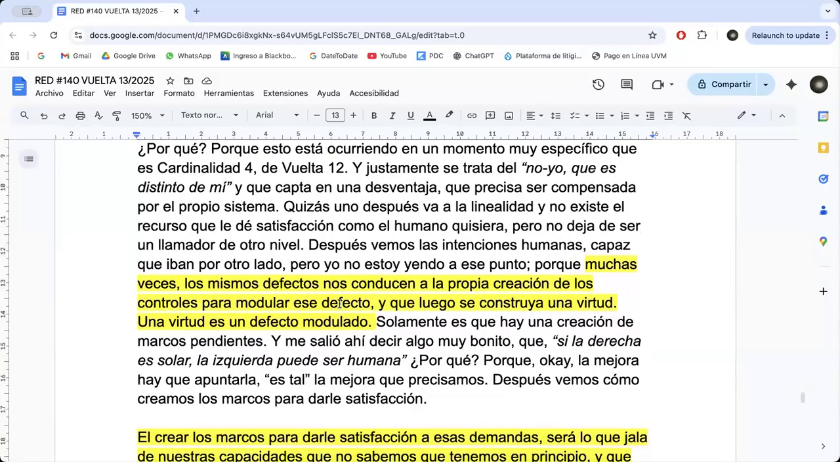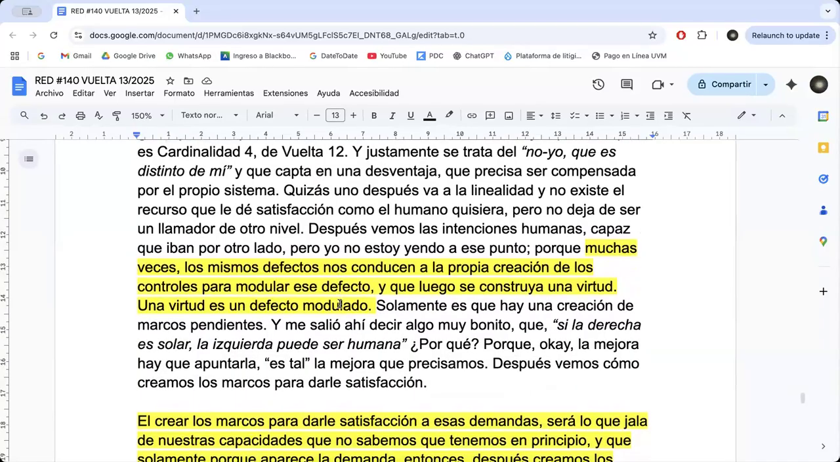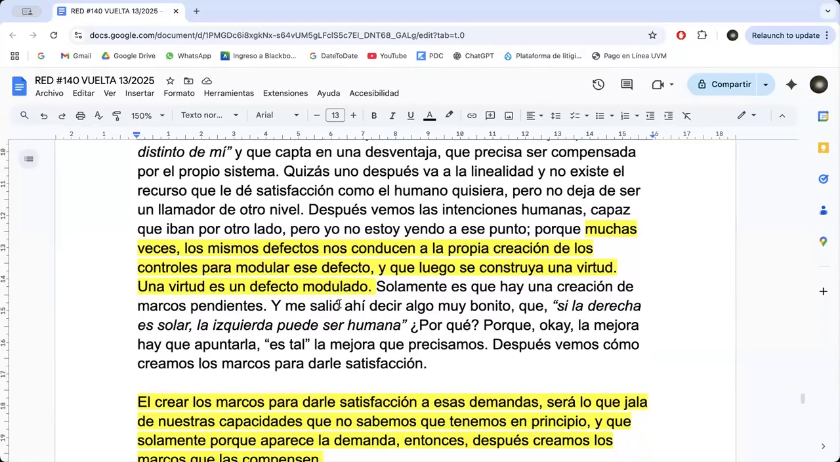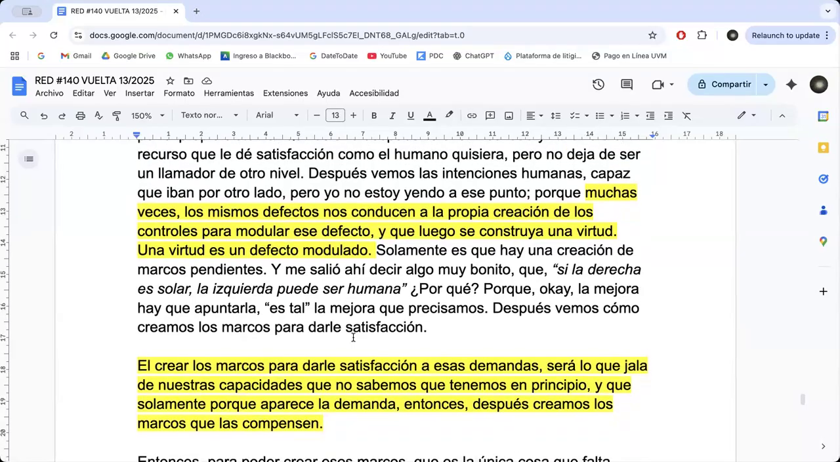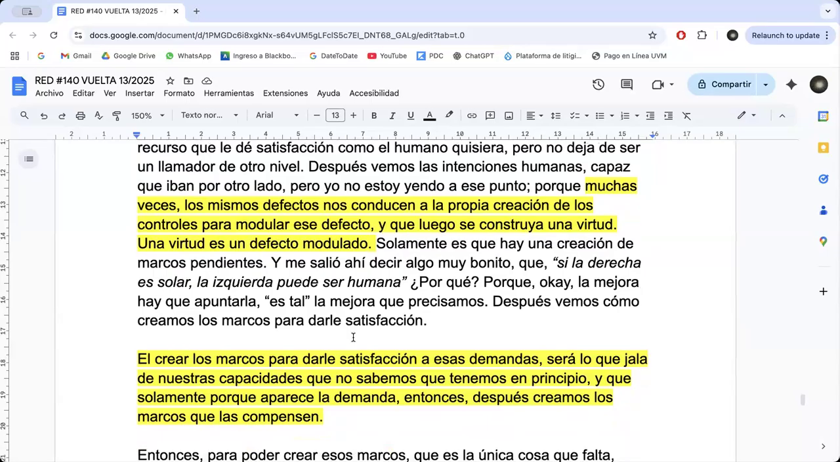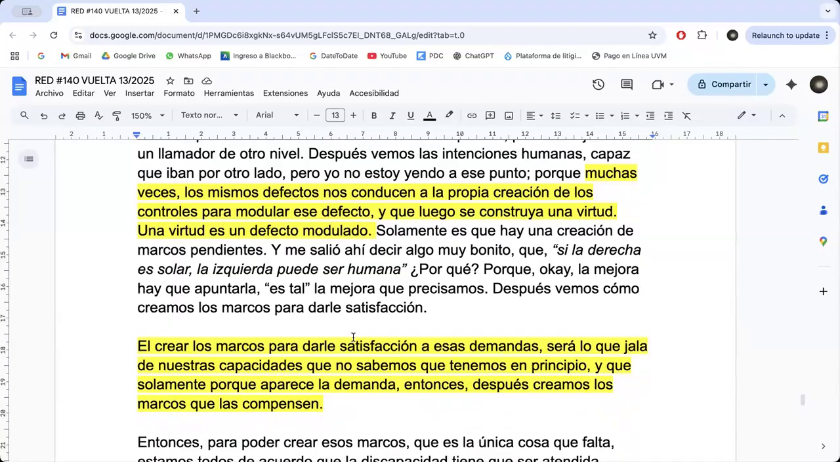Why? Because it's happening in a very specific moment, which is the fourth cardinality of Lab 12. And this is about someone else who isn't me, who is different than me, who has a disadvantage, and this disadvantage needs to be compensated by the system. It may be that later we go into linearity and the resource that is created is not providing satisfaction as the human would want it. Maybe the senator said something and then the expectations were too high, and the way that the resource is created is not very satisfactory. But she says this is a calling from another level. This is still a good sign. After we see the human intentions, maybe the human intentions were others, right? But she's not talking about that.